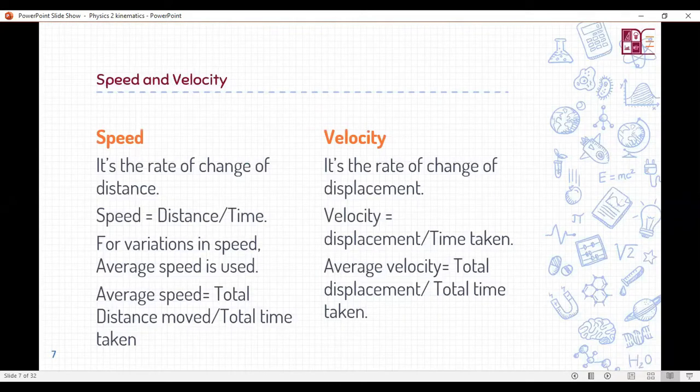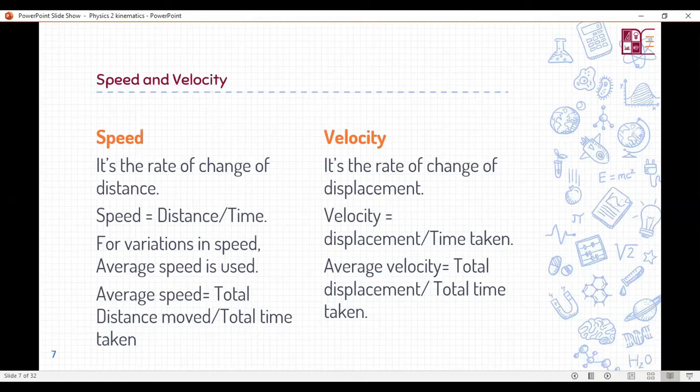Now, moving on to speed and velocity. Speed is defined as the rate of change of distance. So the speed is the distance moved per unit time. It basically tells us how fast or slow an object is moving. So the formula for speed is distance moved upon time taken, where speed is denoted by the letter v, distance moved is denoted by d, and time taken is denoted by t.